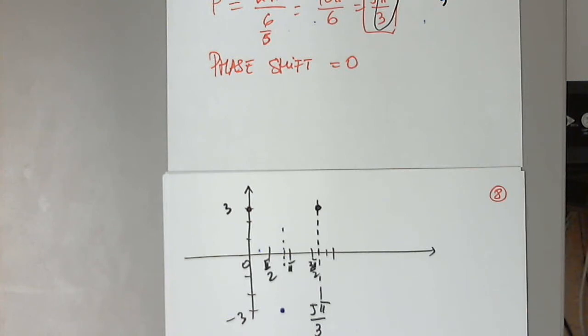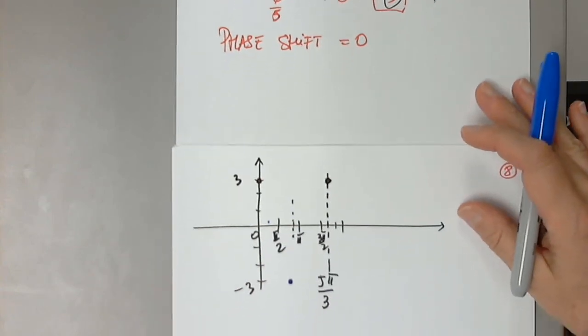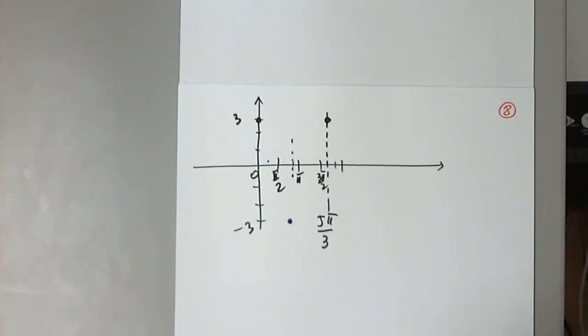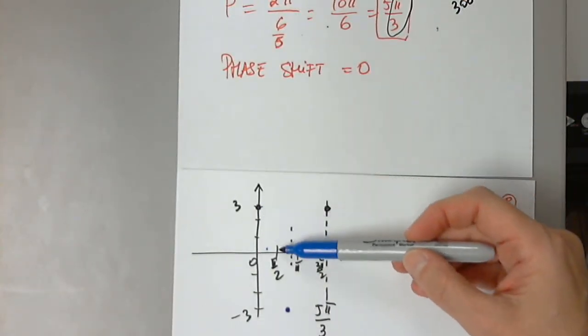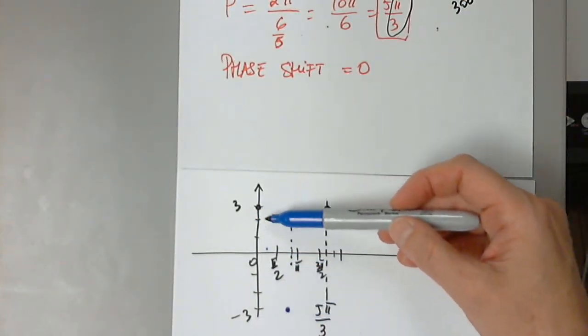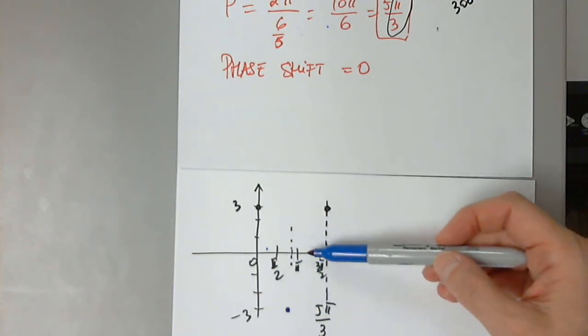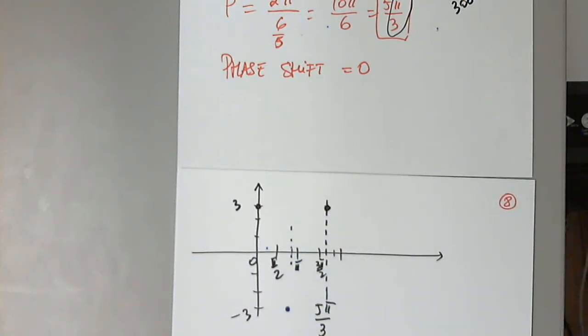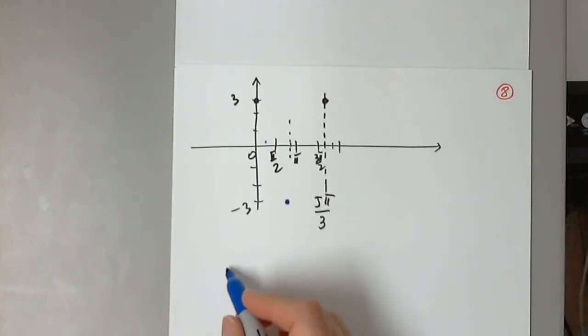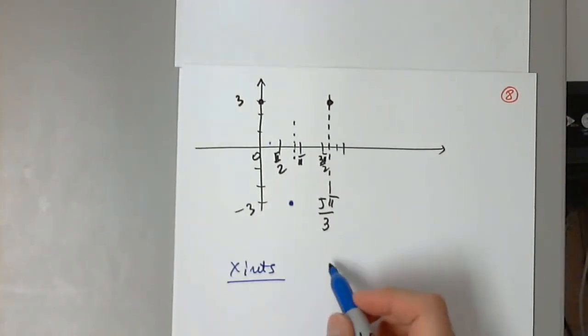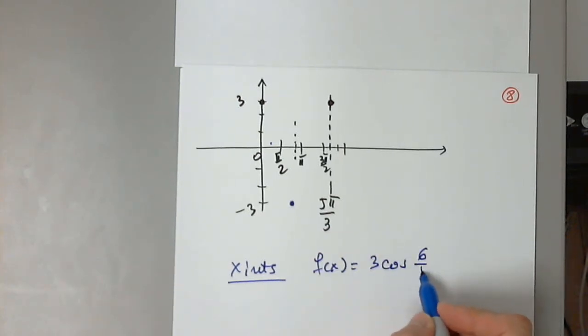Now, where will it cross the x-axis? I don't know. I'd like to investigate. So I know the graph so far. There is no way around it. This is definitely the graph. But I would like to see if I can determine where it crosses the x-axis, and that will be done. So, x-intercepts. I write the function one more time here: 3 cosine 6/5 x.